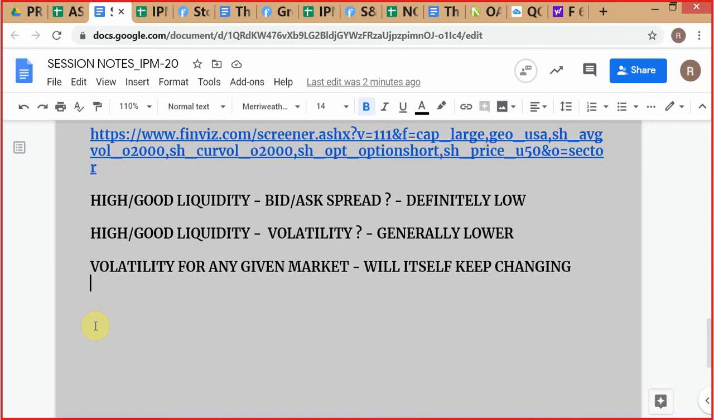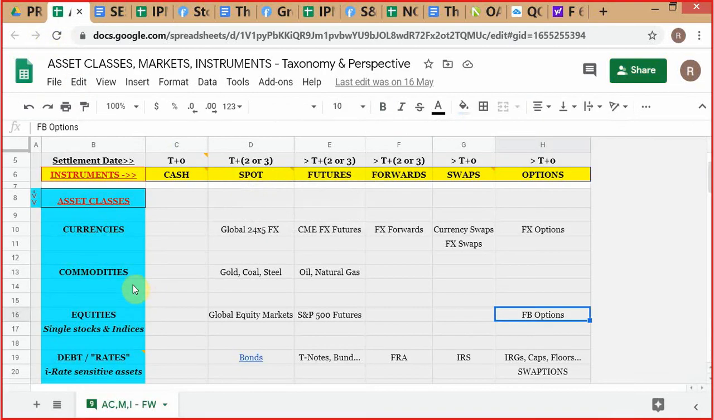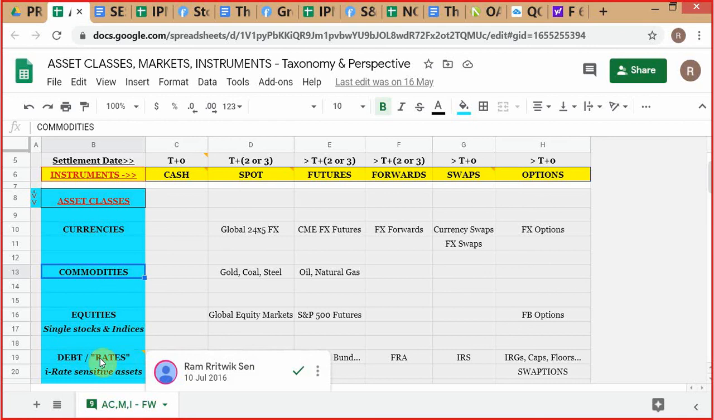volatility itself can change. And then there are certain things, like generally you will find that commodities and equities have the highest volatility. Debt historically has very low volatility, especially government debt. Generally, if you're looking at government debt only, this will have the lowest volatility of all the asset classes. After that, generally will be currencies. After that, generally there'll be a mix of individual equities and commodity. These are very volatile.